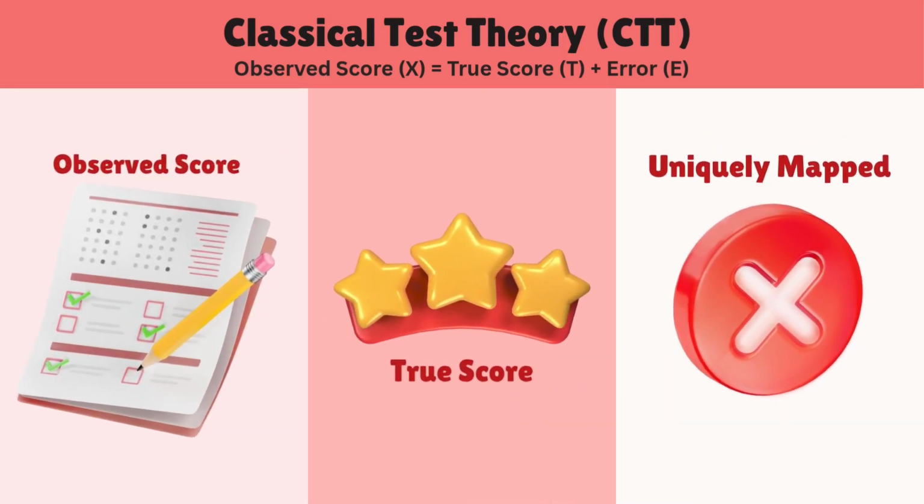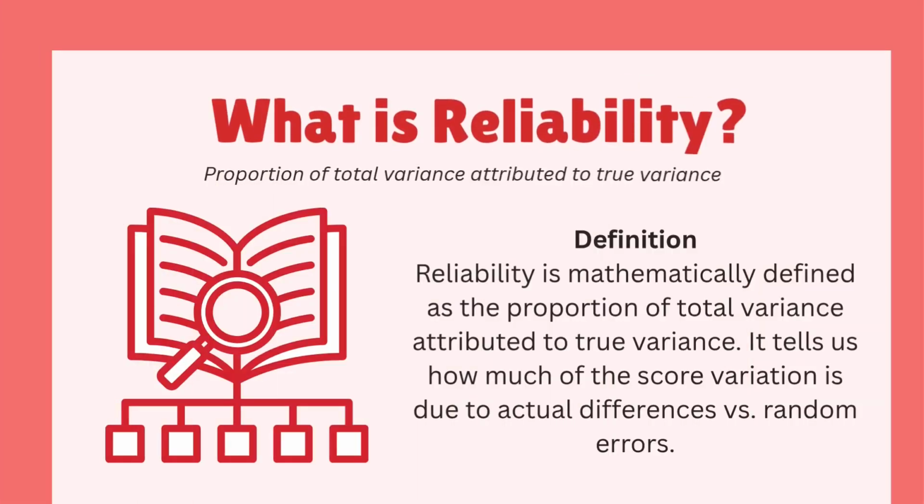So now that we understand a score is split into two components, the true and the error, how do we use that knowledge to define reliability mathematically? Reliability is mathematically defined as the proportion of total variance attributed to true variance. I know that sounds like a lot, so let's break down this concept to make it less intimidating.